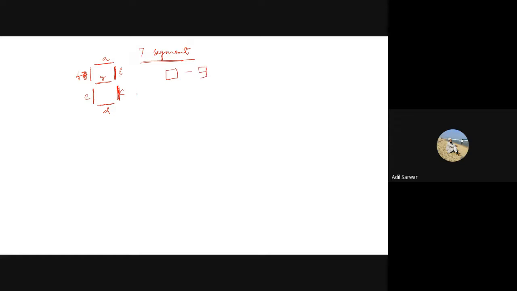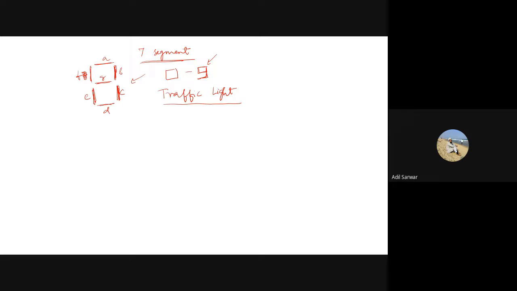Okay, now what happens? Say for example, take the case of traffic light or any place where you use these 7 segment displays. You want to store the code of these numbers to be displayed on the 7 segment display.